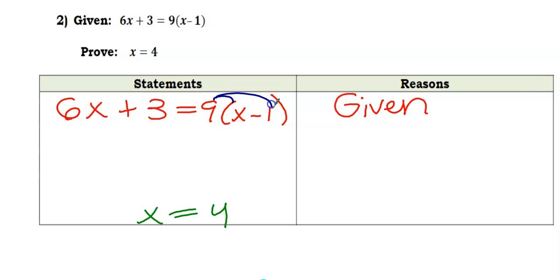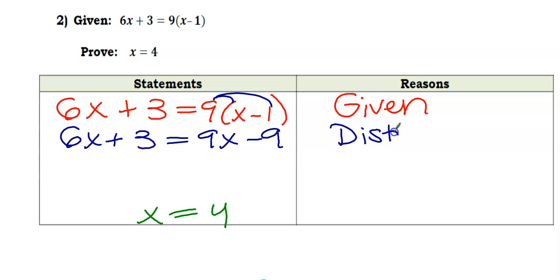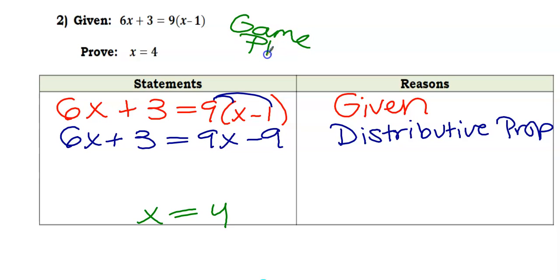Okay, so first I'm going to use the distributive property and rewrite everything else. So 9x minus 9, and you're going to write distributive property. Okay, and then I'm going to move the 3 over. Or actually, let's deal with the x's first. So again, when you get to this point, game plan. You got to figure out, how am I going to get from one step to another? Just like in life, how do I get one foot in front of the other?